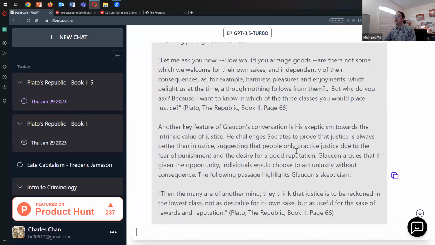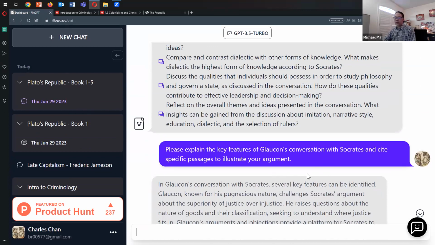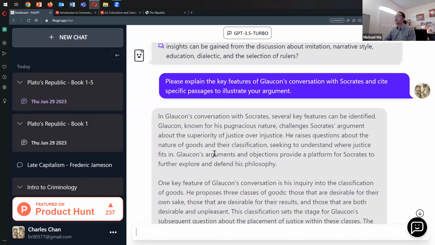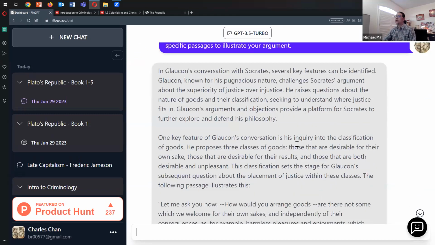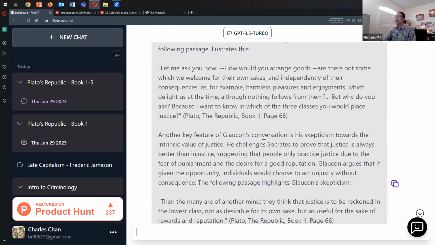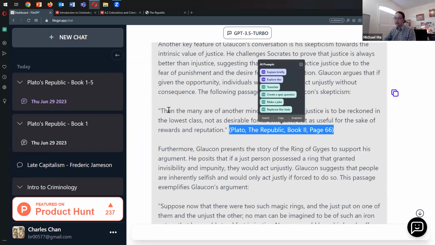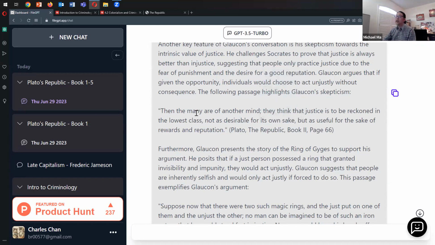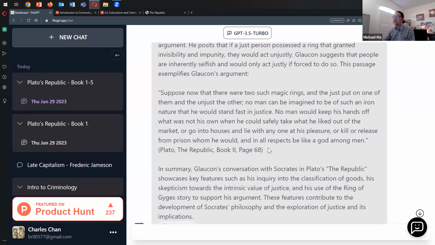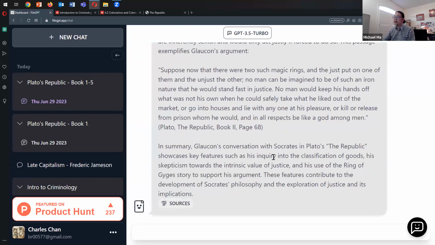So there you go. I asked it to explain the key features of Glaucon's argument or conversation with Socrates. Yes, Glaucon, known for his pugnacious nature, challenges him about Socrates' interpretation about justice and injustice, and so on and so forth. That's good. He's skeptical. Yes. Look, and there's the citing here. The machine quotes, then the many are of another mind. They think that justice is to be reckoned in the lowest class, not as desirable. Okay, I'm not sure if that is an important citation. I think I understand it in this context. And then there's a second citation, and then it has the summary, so that's not bad.